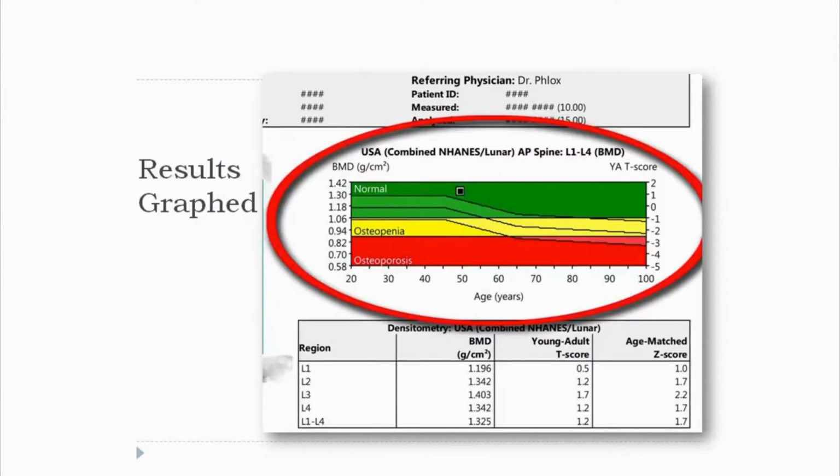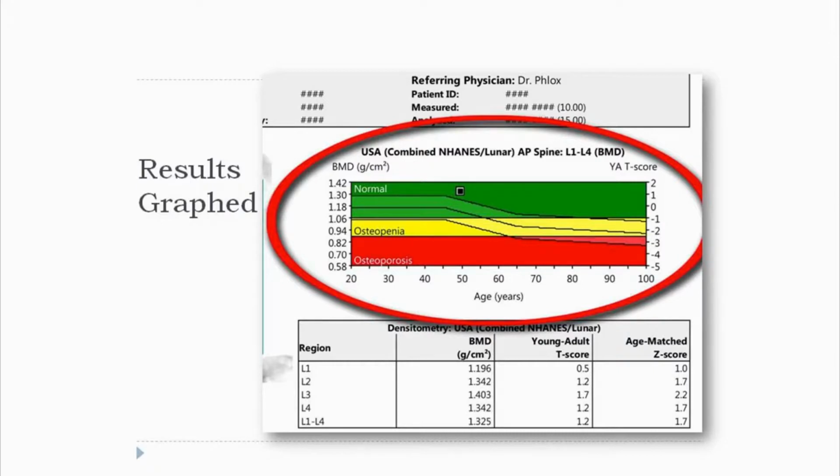Another interesting part of this chart, and again we're talking about the page discussing the spine, has a graph. And you can see by this graph they place your score in a colored range indicating either normal, osteopenia, or osteoporosis. So you can kind of at a glance see where you fall on this particular test and on this particular measurement of the spine.